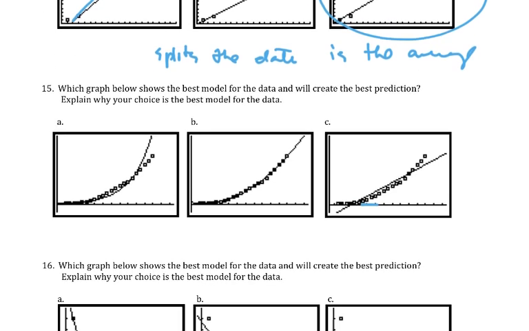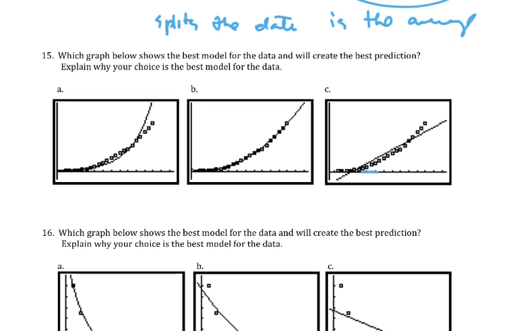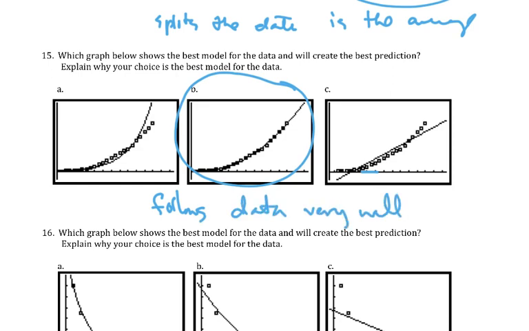Okay, what about 15? Now this one's more of an exponential, so definitely has to be B because it follows right along with the data, doesn't it? Okay, follows that data very well.